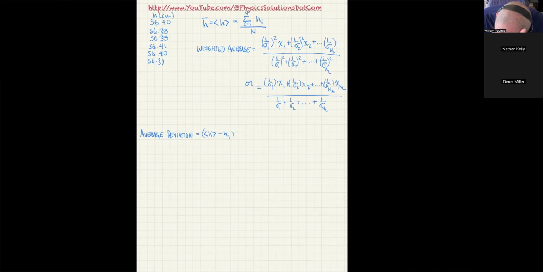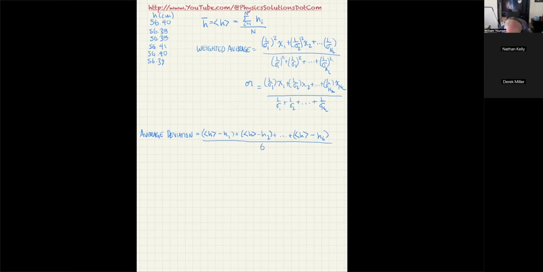Then our second deviation is going to be the best estimate of H minus H2, the trial 2, and then plus dot dot dot for each of the trials. In this case, I only went up to 6, so capital N is 6. So I'll say up to H average minus H6. And then, of course, since you had 6 measurements, you're going to divide that by 6.